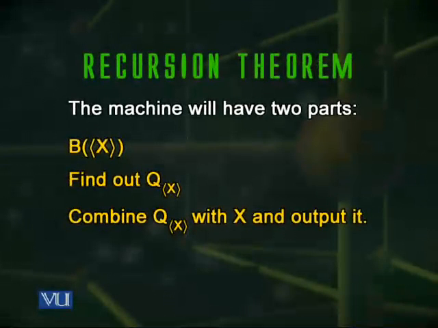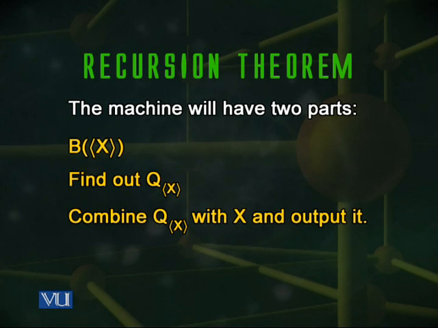Now what we will do is we will describe our Turing machine which prints itself. It will be in two parts. The first part is going to be A and the second part is going to be B. Let's have a look at the part B first. B is going to be a Turing machine that expects some input. Suppose the input to B is a description of a Turing machine X. Then what B does is it finds out what is Q of X. So it finds out the machine that prints the description of X and combines it with X and prints that out.